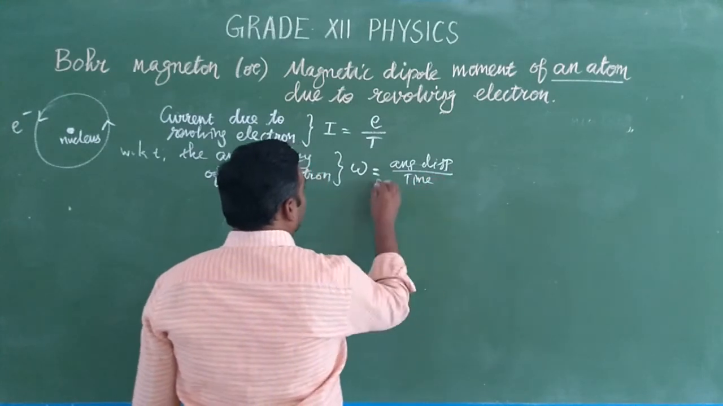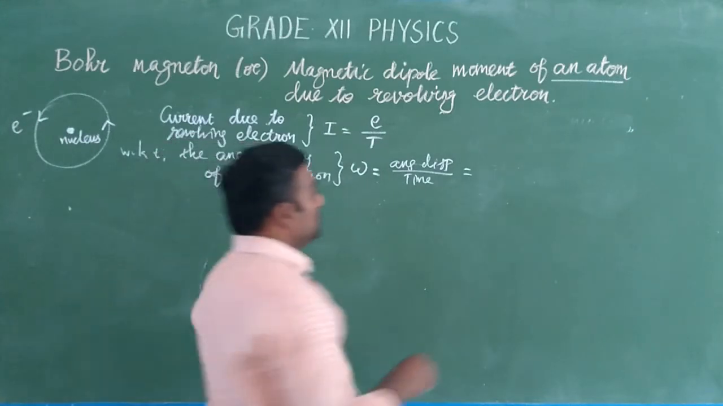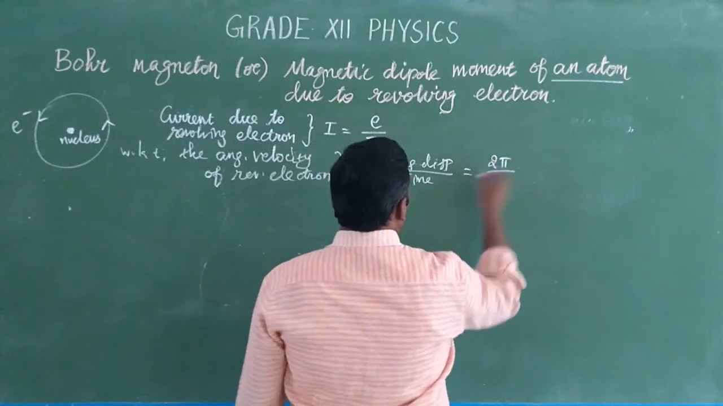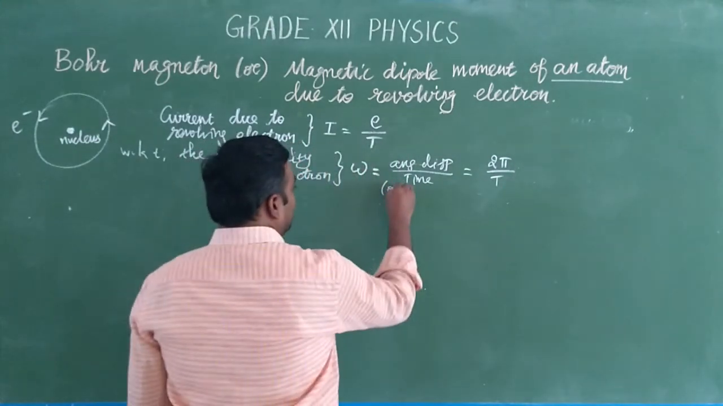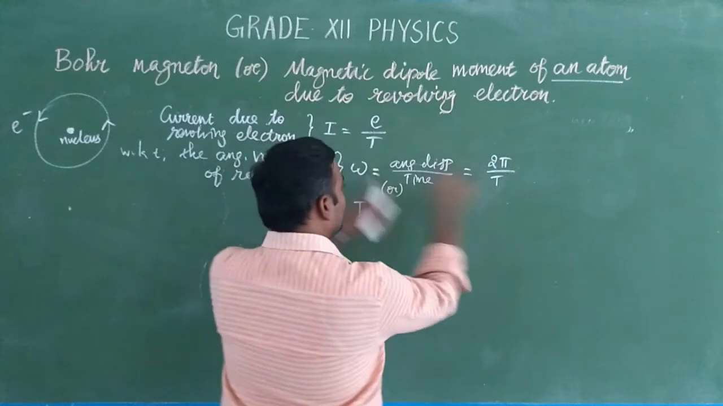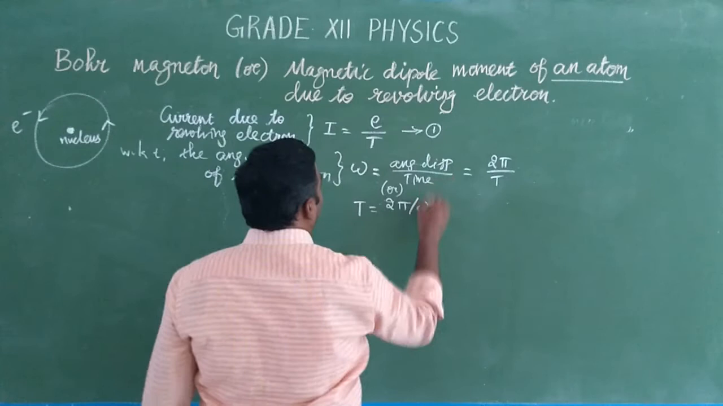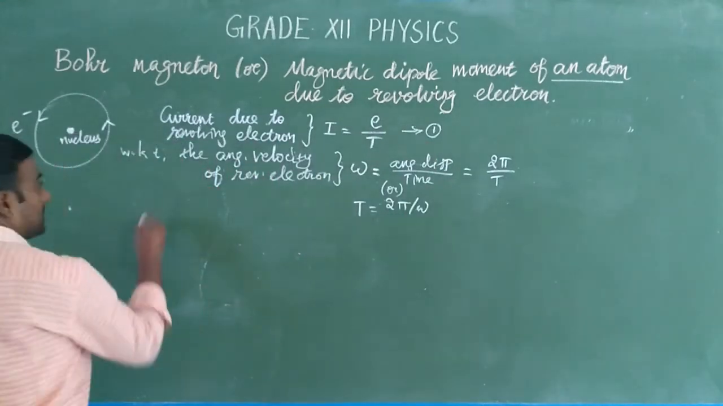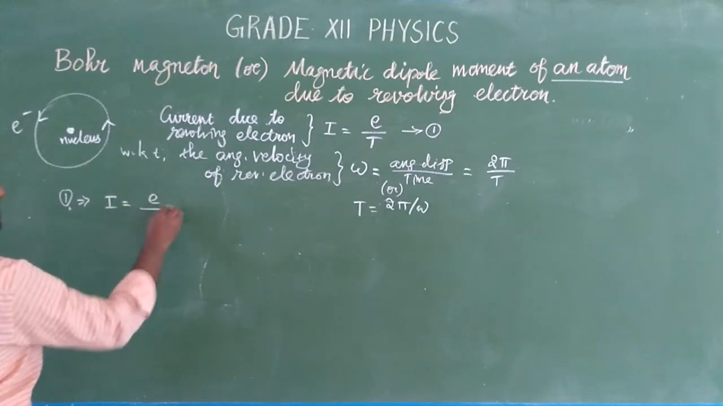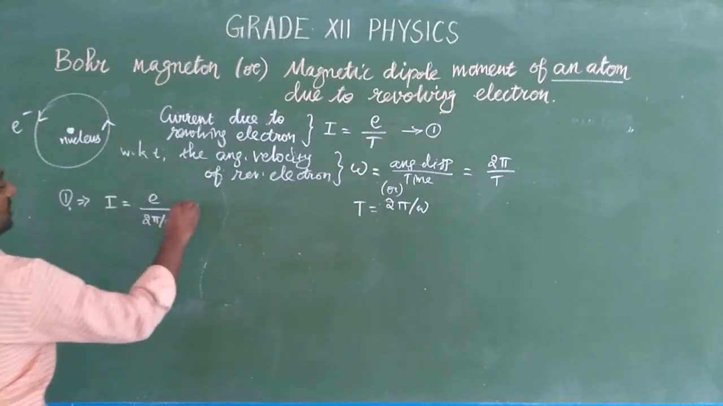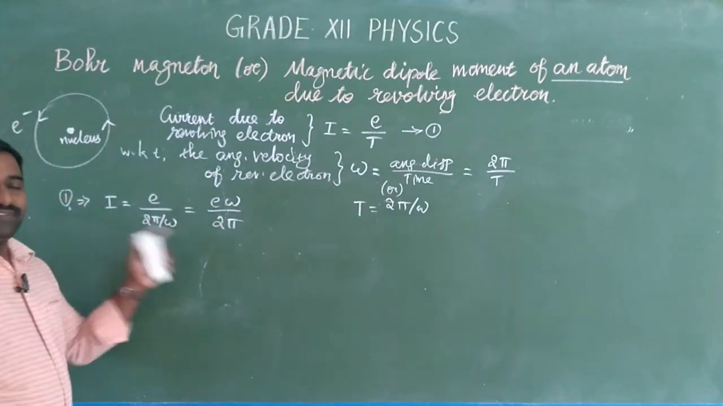Angular displacement by time. For one full rotation, if an electron revolves one round, then the angular displacement is 2 pi, and the time is T. So from this we can get time T is equal to 2 pi by omega. Substitute this value in equation 1, then the current I is equal to E by 2 pi by omega, which is equal to E omega by 2 pi. So we have the value of current I.